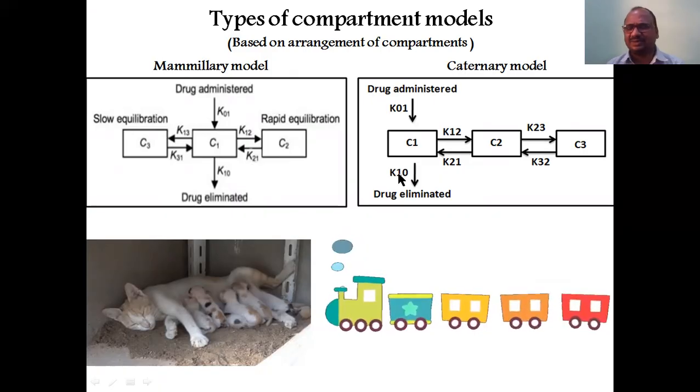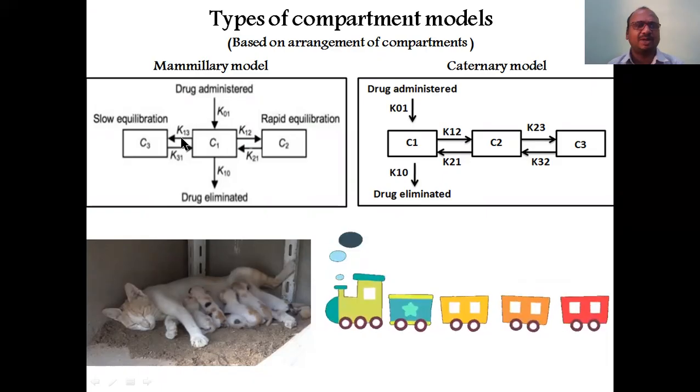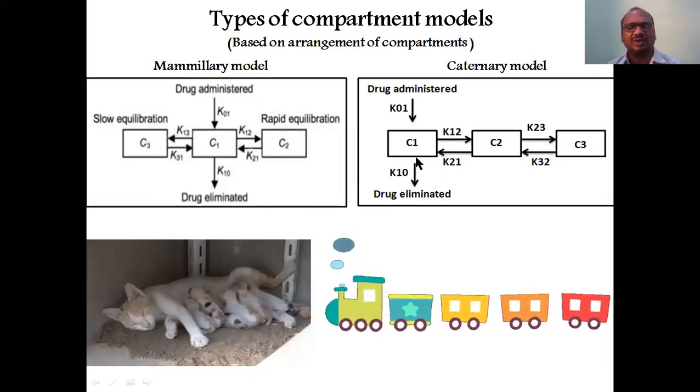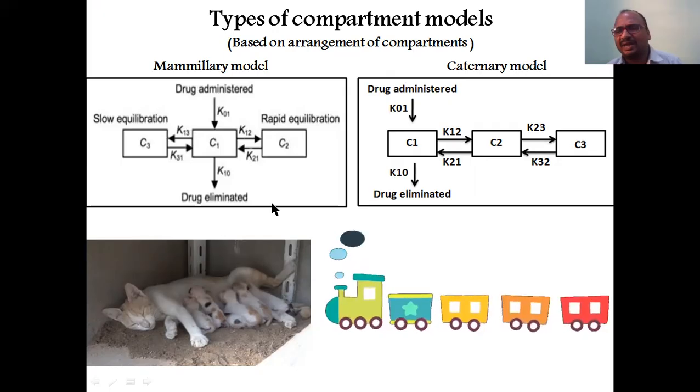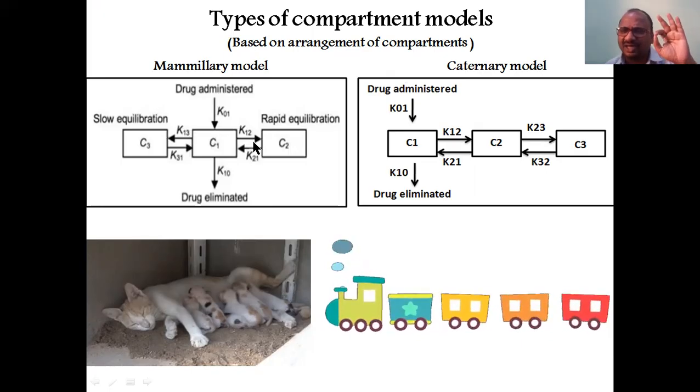What is the basic difference between these two models? Here I imagined the body as three compartments, 1, 2, 3, and here also I imagined the body as three compartments. Then what is the difference? It is based on the arrangement of the compartments. Keep in your mind, there is always one central compartment in the mammillary model. Remaining all are called peripheral compartments, which are attached directly to the central compartment. That is the main feature of this model.